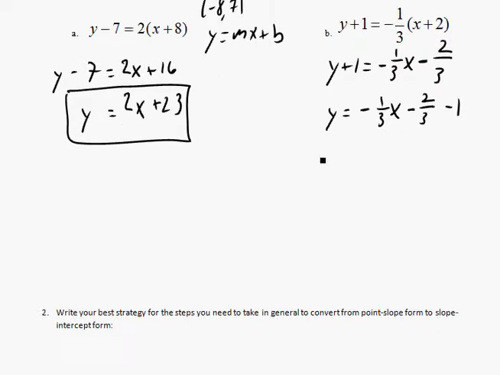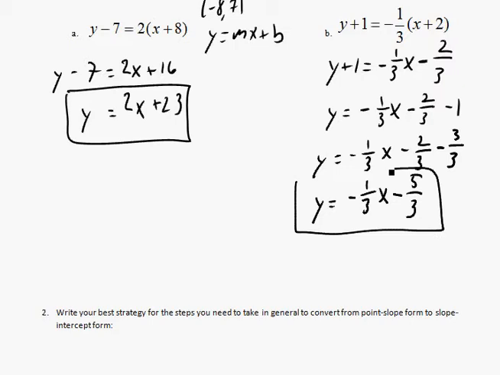So y equals -1/3 x minus 2/3 minus the 1. And I'll use my fraction skills to combine these two like terms. The common denominator would be 3, and -1 is equivalent to -3/3. So we get y equals -1/3 x minus 5/3. So the slope of this equation is -1/3, and the y-intercept is -5/3.